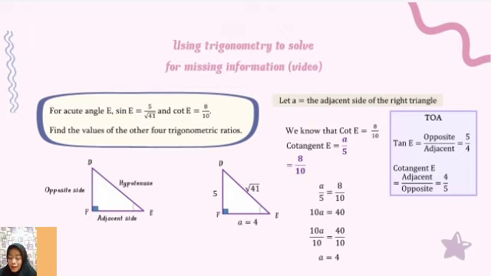With the formula, tangent is opposite over adjacent, and we have 5 over 4. The formula of cotangent A equals adjacent over opposite. So we have cotangent A, the value equals 4 over 5.